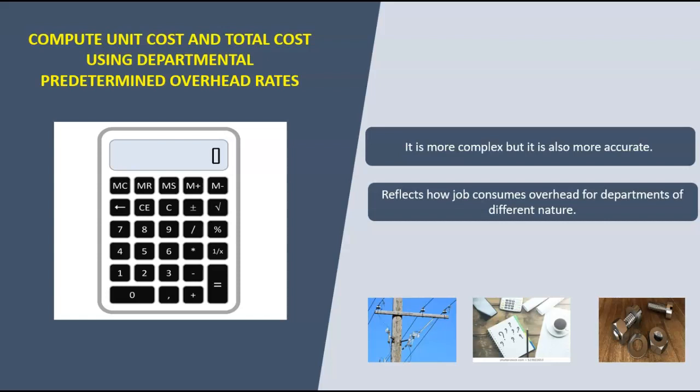For example, the molding department is relatively machine intensive, hence overhead costs are applied to a job based on machine hours. On the other hand, the assembly department is relatively labor intensive, hence overhead costs are applied to a job based on labor hours.